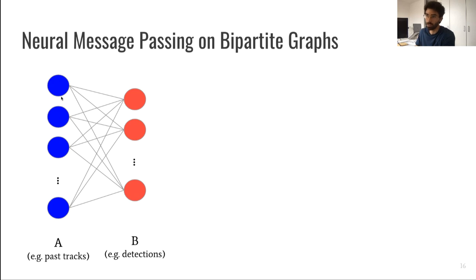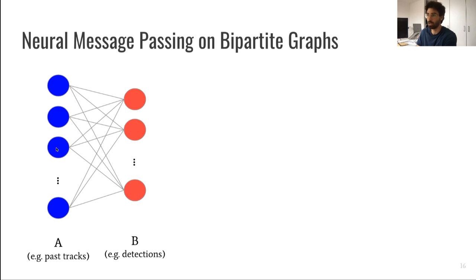What this means is that we know in advance that we have two sets of nodes. They do not overlap, and we only have connections in between those two sets. So in our case, we have past tracks. We have object detections, and we only consider connections among them because these are the connections that we can create in data association. We do not have connections, for instance, in between detections, nor connections in between past tracks.